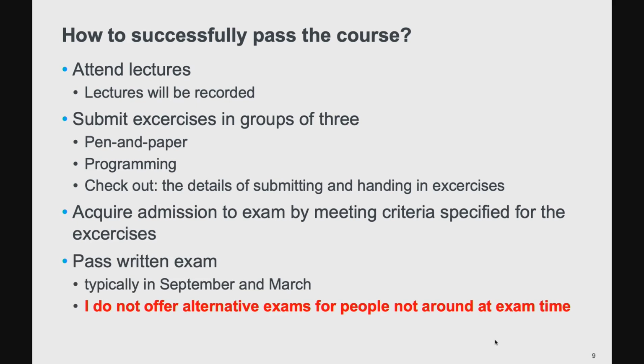Pass the written exam. That's typically happening in September and March. For September, we are still looking for a time slot, maybe even late August or something like that. The first time slot we were allocated, like in the last week of September, doesn't work technically. And so we'll still wait for getting the assignment centrally. It's done centrally because we need several lecture halls to do the exam to allow for enough space.